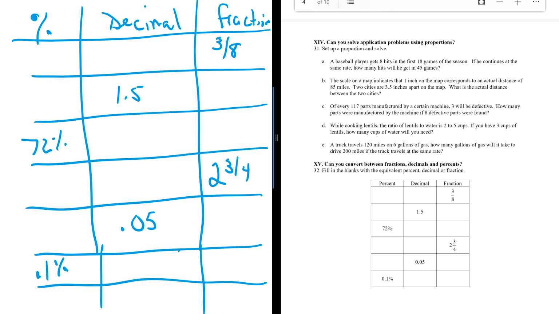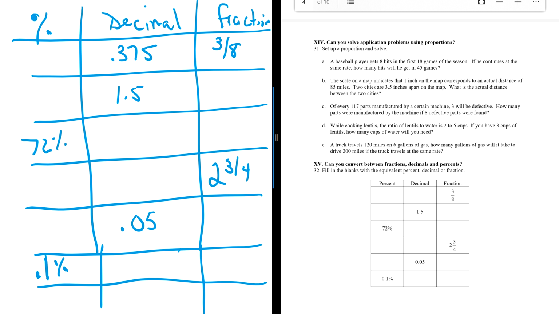This is a decimal here, 0.1%. All right, we got to change it now. So let's see. I got a fraction here, so the decimal would be 3 divided by 8 on your calculator. 3 divided by 8. That's 0.375.